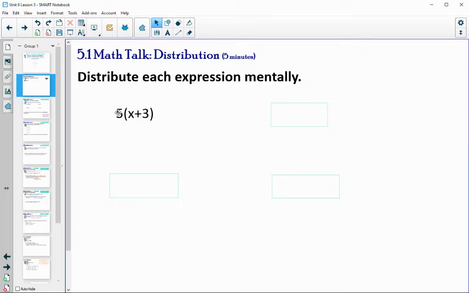So distributing, if you remember, means taking this 5 and it's times the x plus 3. So we're distributing that 5, which means giving it or multiplying it to each of the pieces in the parentheses. So we'd be doing 5 times the x and 5 times the 3. So 5x plus 15.